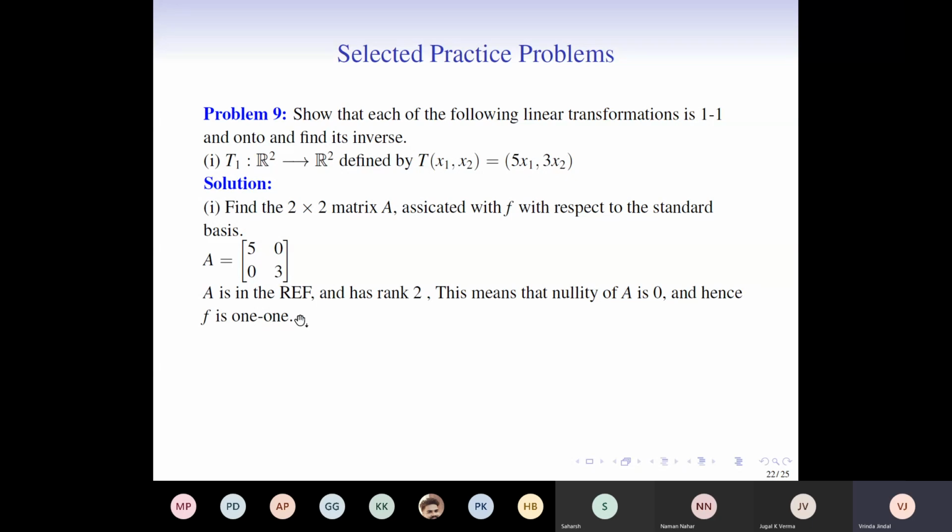And hence, again using the important property that nullity of A is 0 if and only if f is 1-1, we get that f is 1-1. We find the inverse of A. This inverse could be calculated by using the adjoint formula or by using elementary row operations, the Gauss-Jordan method and so on. Any method you use, you find that the inverse of A is this. So basically this is the matrix that is associated with the inverse of T1. And it also gives us a formula that shows why f is onto.